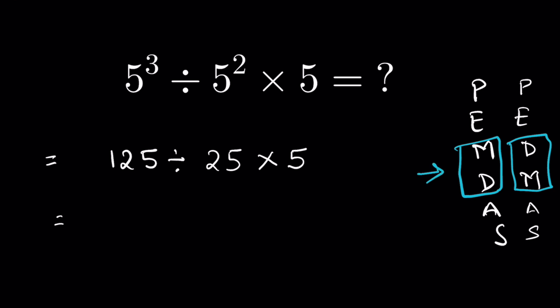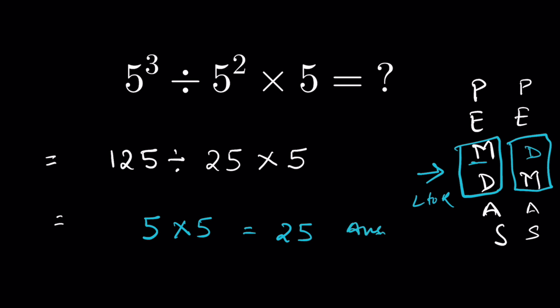Therefore, in PEMDAS, although multiplication is written first, from left to right you see there is division first, so we'll do division first. While in PEDMAS, D is already written first, so it's just a coincidence that D is written first and from left to right there is division. So you can follow either order and you will get the same result if you follow the left to right rule. So 125 divided by 25 will be 5, then times 5. So 5 times 5 is 25. So 25 is the correct answer.